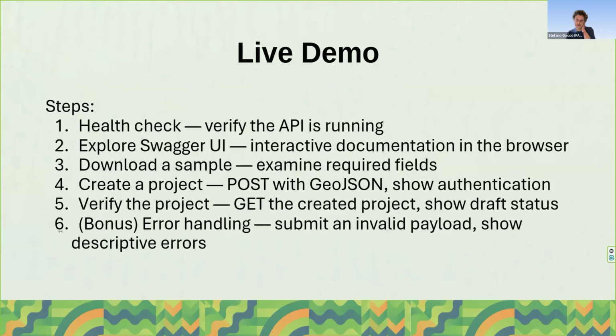Okay, next we'll have a live demo. We will show how to do a health check to verify that the API is running, and explore the documentation. We use Swagger. We can download a sample I told you about and examine which are the required fields. We will create a project through the API, and we will verify that the project was created through a GET request. And we will show the error handling if we have time.